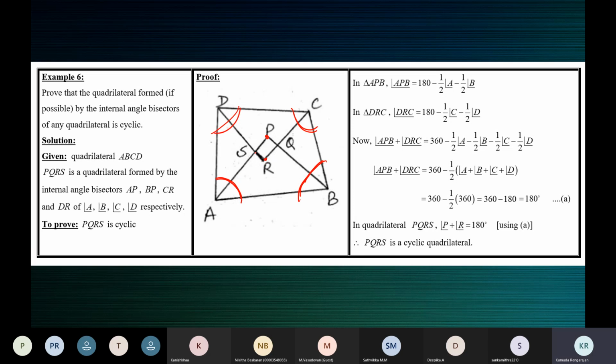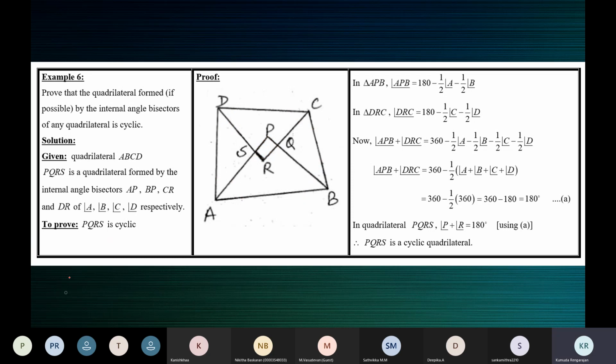Now the bisectors of the internal angles of the quadrilateral ABCD enclose a quadrilateral in the middle. We need to prove that this quadrilateral is a cyclic quadrilateral. We know the property of a cyclic quadrilateral: if the quadrilateral is cyclic, then the opposite angles are supplementary. If you can prove that one pair of opposite angles is supplementary, then the quadrilateral is a cyclic quadrilateral.